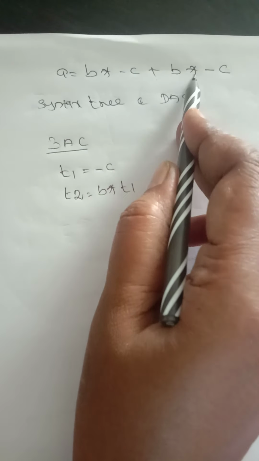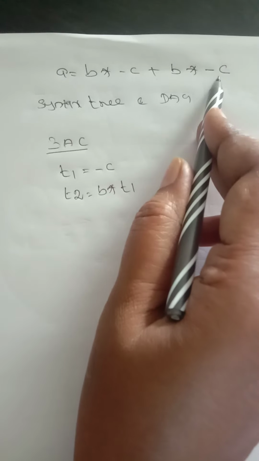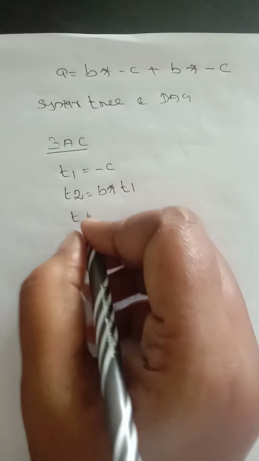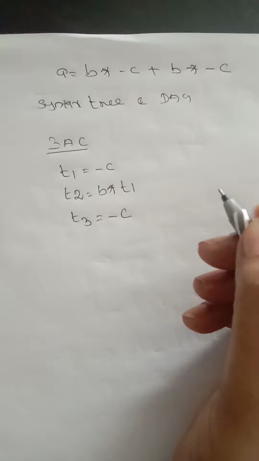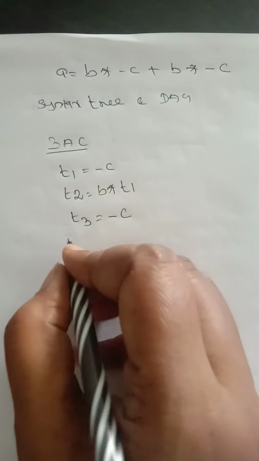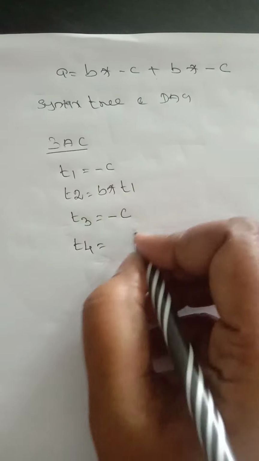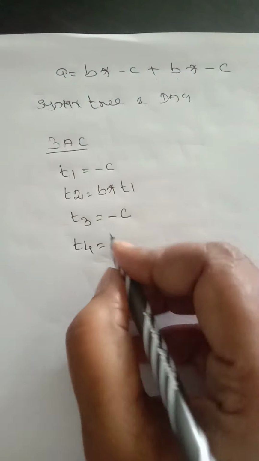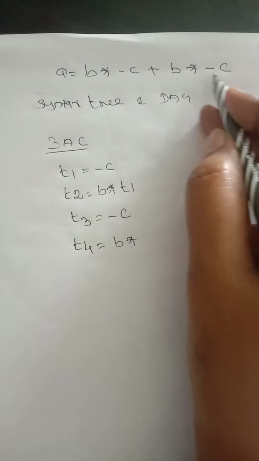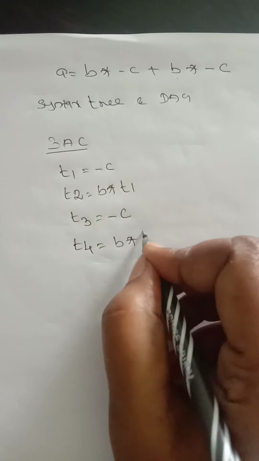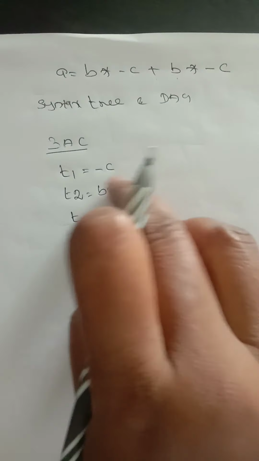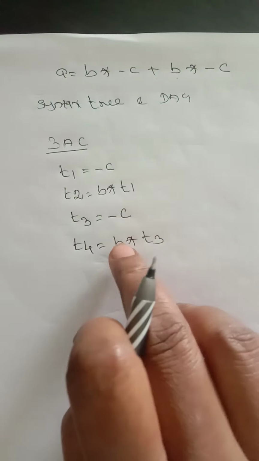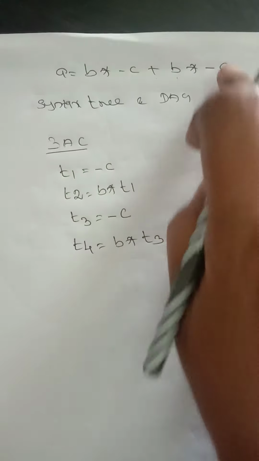Here, if you want to evaluate the star, first you have to write code for the unary operation. So use another temporary variable t3 for the unary operation: t3 equal to minus c. Then perform the second b into minus c. Minus c is stored in t3, so t4 equals b into t3. So we have b into minus c plus b into minus c.